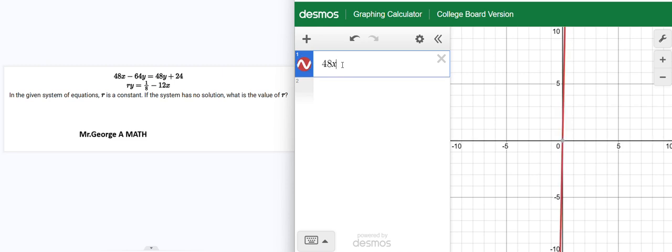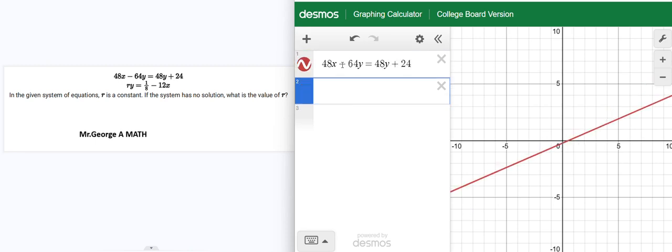48x minus 64y equal to 48. Next, y plus 24. The next tab, ry is equal to 1/8 minus 12x.